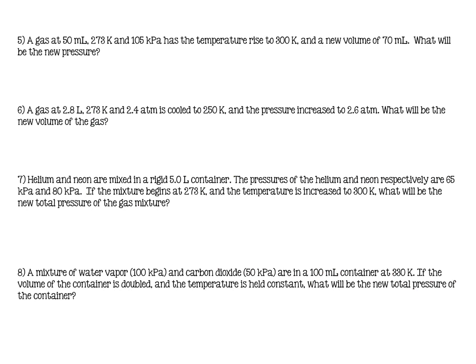Now let's consider example 5. A gas at 50 milliliters, 273 Kelvin, and 105 kilopascals has a temperature rise to 300 Kelvin and a new volume of 70 milliliters. What will be the new pressure? Well, since we are looking at pressure, volume, and temperature, we are going to use the combined gas law. P1V1 over T1 is equal to P2V2 over T2.